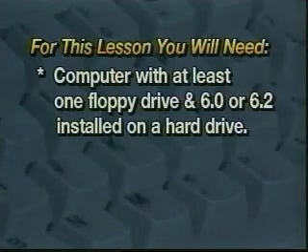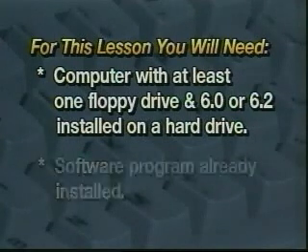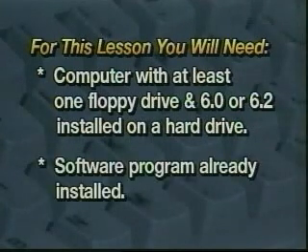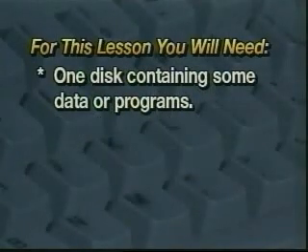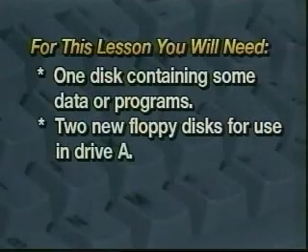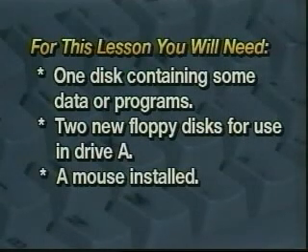For this lesson, I assume you have a computer with at least one floppy drive and 6.0 or 6.2 installed on a hard drive, and at least one software program like a word processor or spreadsheet program already installed. You'll need at least one disk containing some data or programs and 2 new floppy disks for use in drive A. I also assume you have a mouse installed.